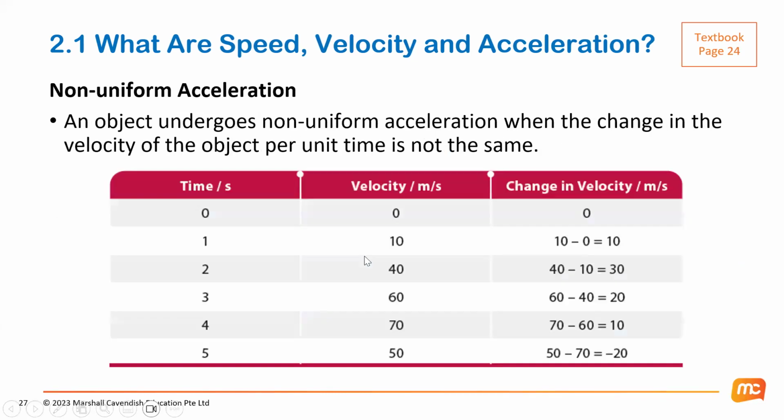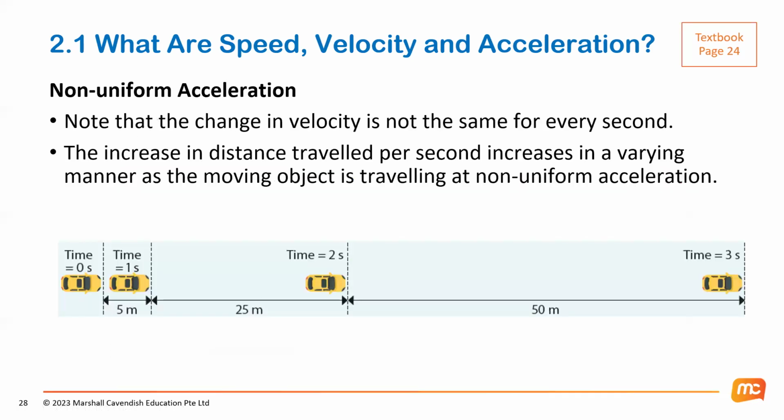Next, non-uniform acceleration is when the speed doesn't change constantly. So you can see at 1 second, the velocity is 10, and then at 2 seconds it is 40, and then at 3 seconds it is 60, and then at 5 seconds it is 50. So the velocity doesn't change constantly. We say that it has a non-uniform acceleration. But we'll talk about non-uniform acceleration more in depth later on when we take a look at the graphs.